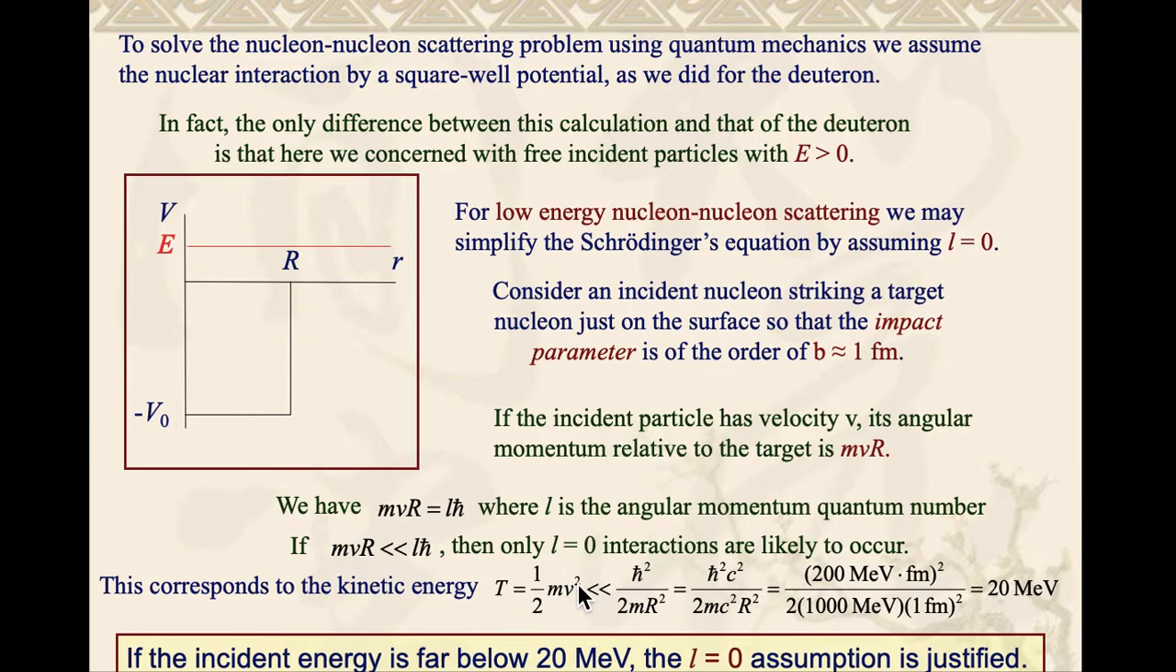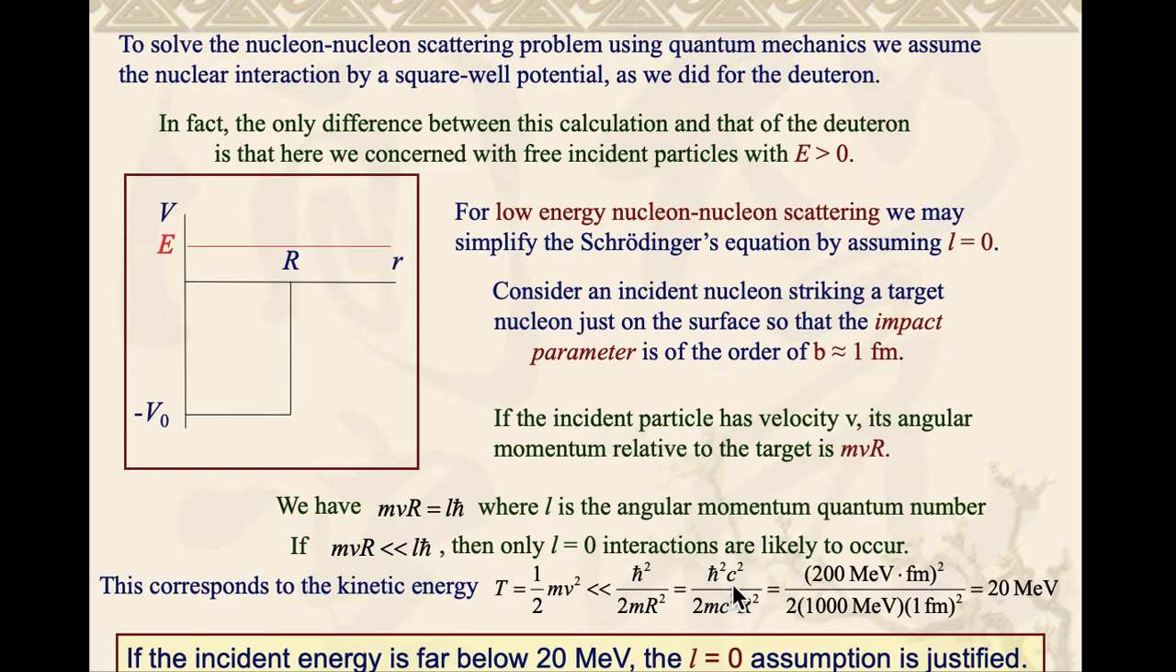M square v square you are taking. This is just mv square. So you have to divide with the mass. Sorry, so that is h cross square by 2mr square. Now we are multiplying with c square: h cross square c square by 2mc square r square.